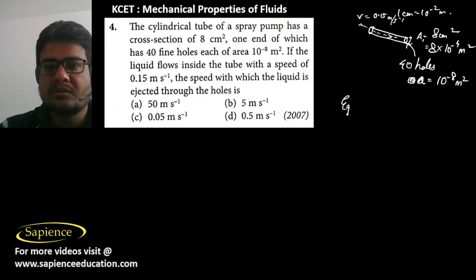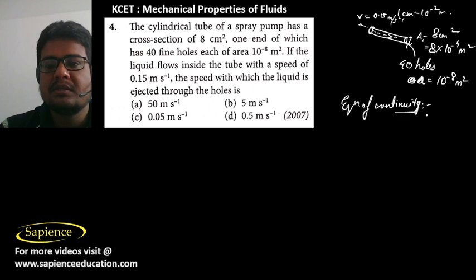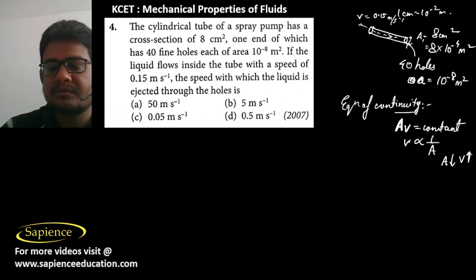So now here we shall use the equation of continuity. We know that when the area of cross section is less, then the velocity with which the liquid flows out will be higher, since A into V is constant according to the equation of continuity. So V is inversely proportional to A. Therefore A1 V1 is equal to A2 V2.